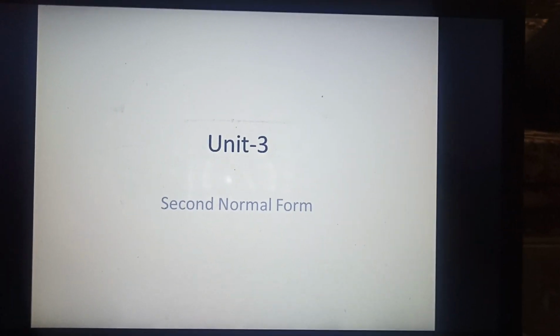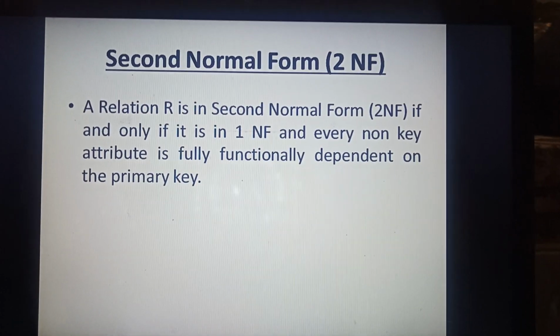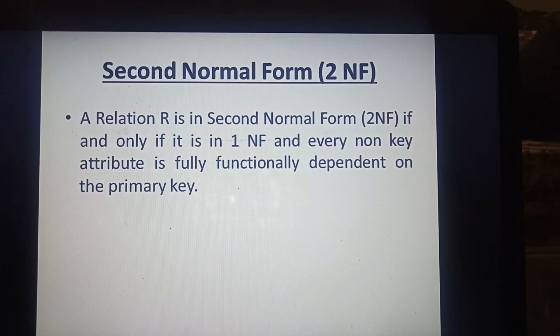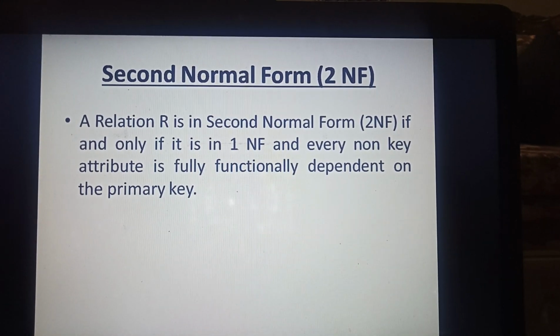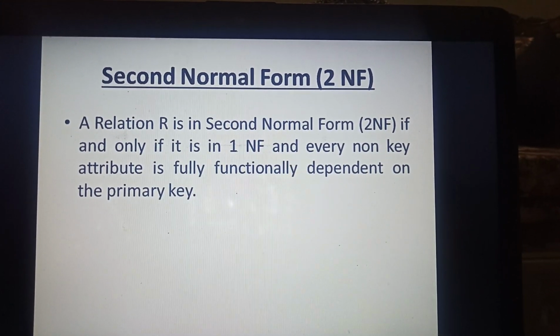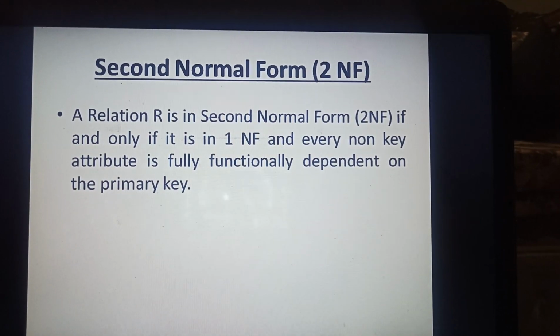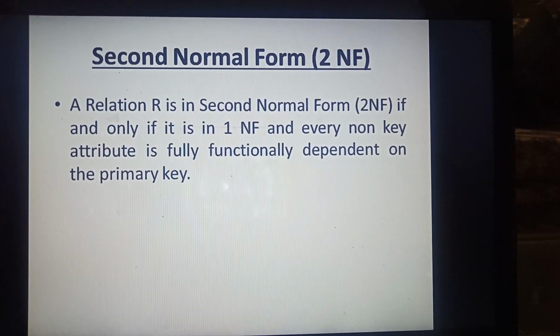Students, in this video we will discuss the topic second normal form. Second normal form is also known as 2NF. Now, a relation R is in second normal form if and only if it is in first normal form and every non-key attribute is fully functionally dependent on the primary key.